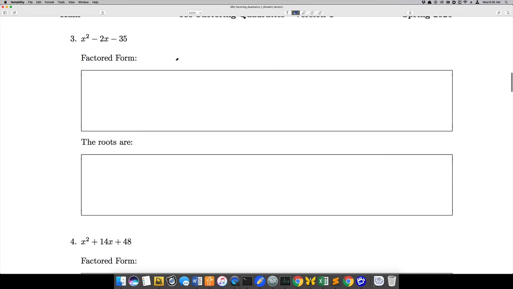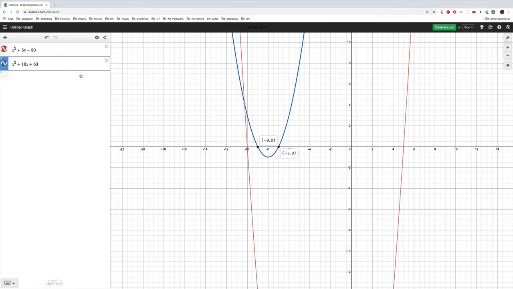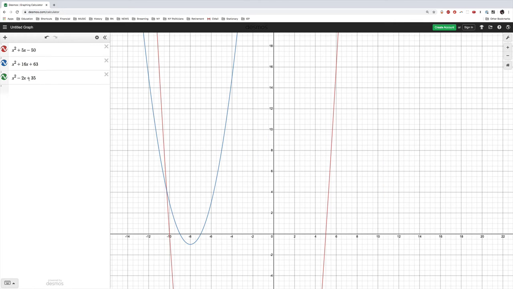So this next one I'm also going to do kind of quickly. X squared minus 2x minus 35. Start a new one right here. This time x squared. This time it's going to be green. Minus 2x plus 35. Whoops, I made a mistake here. I put plus 35. It's supposed to be minus 35.